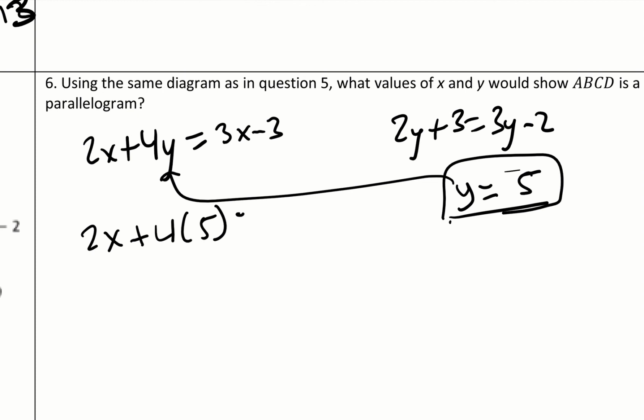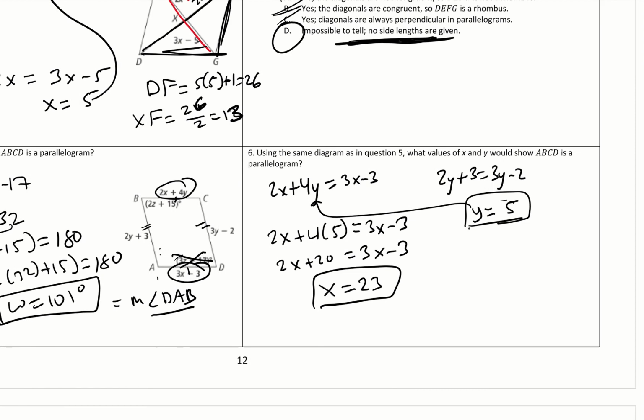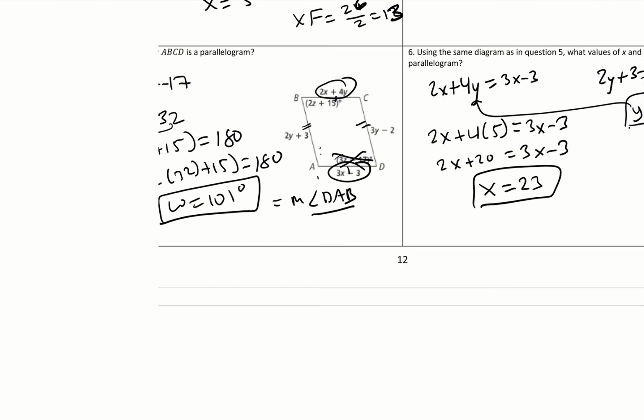Okay, so you plug that in there, we get equals 3x minus 3. So you get 2x plus 20 equals 3x minus 3. I'll leave it to you guys to solve that for x. And you get x is equal to 23. So show your work to solve for x. I won't show it there for the sake of time.